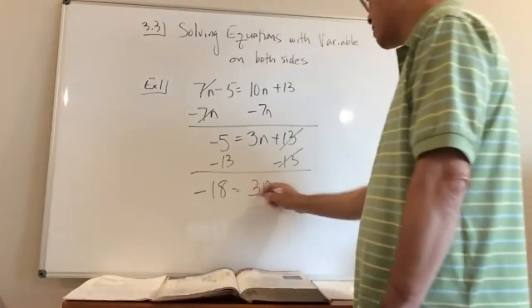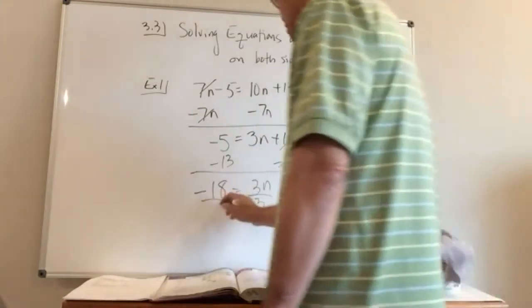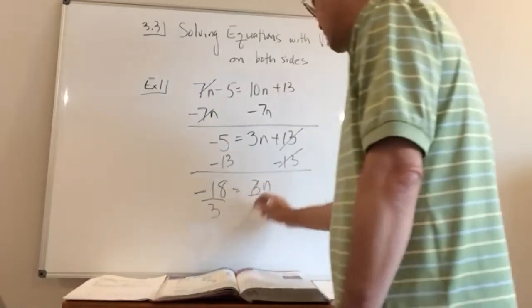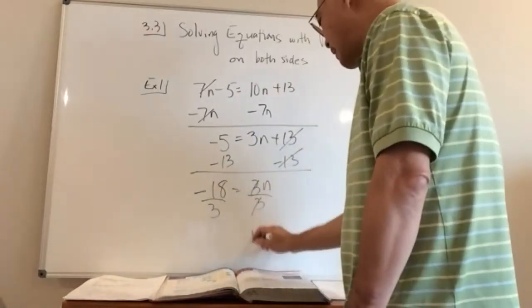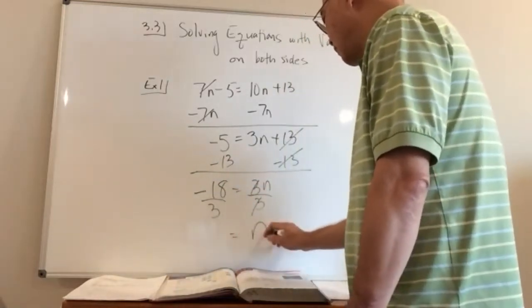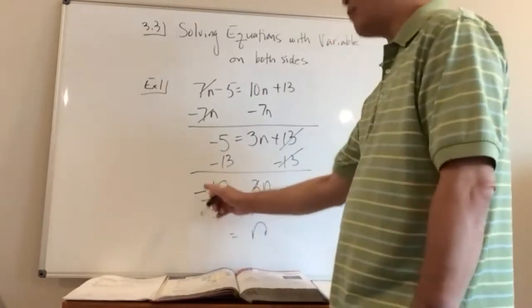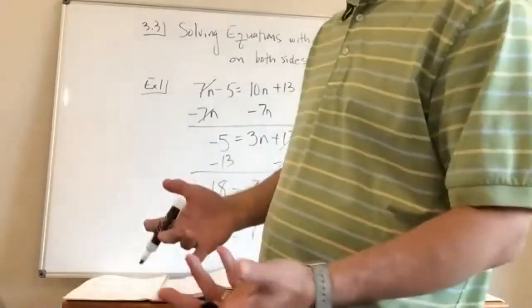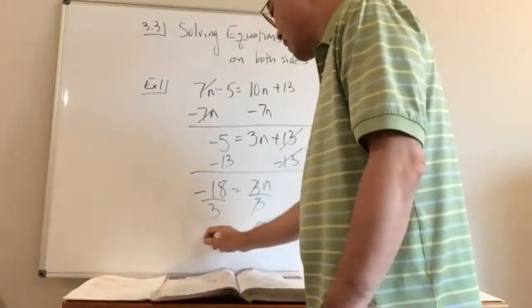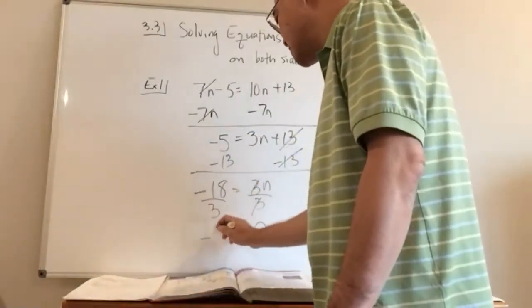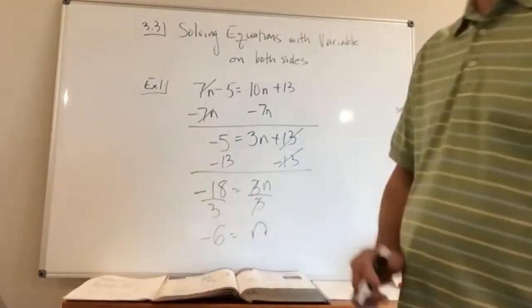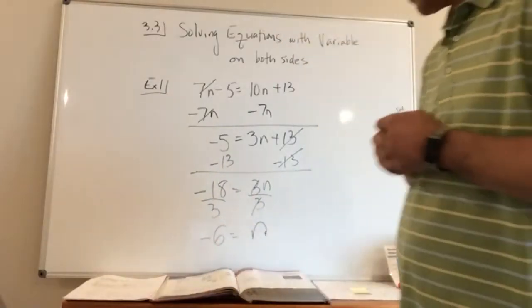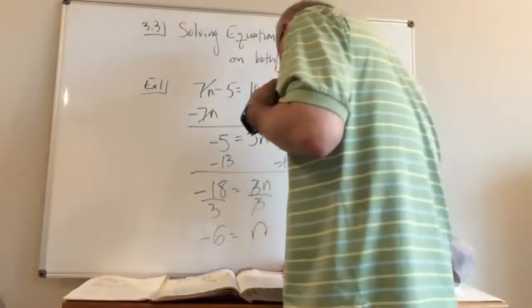Okay, now I just simply divide everything by 3. The 3's cancel out. All I have left here is n. And on this side, I'm going to have negative divided by a positive. Negative divided by a positive is a negative number. So you have negative, and 3 goes into 18 6 times. So your answer is n is equal to negative 6.